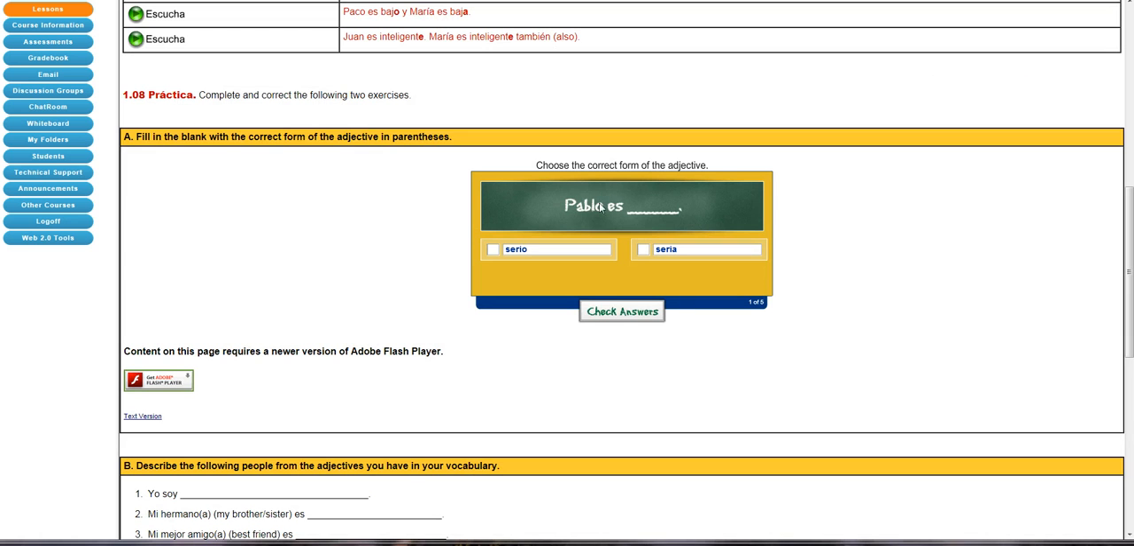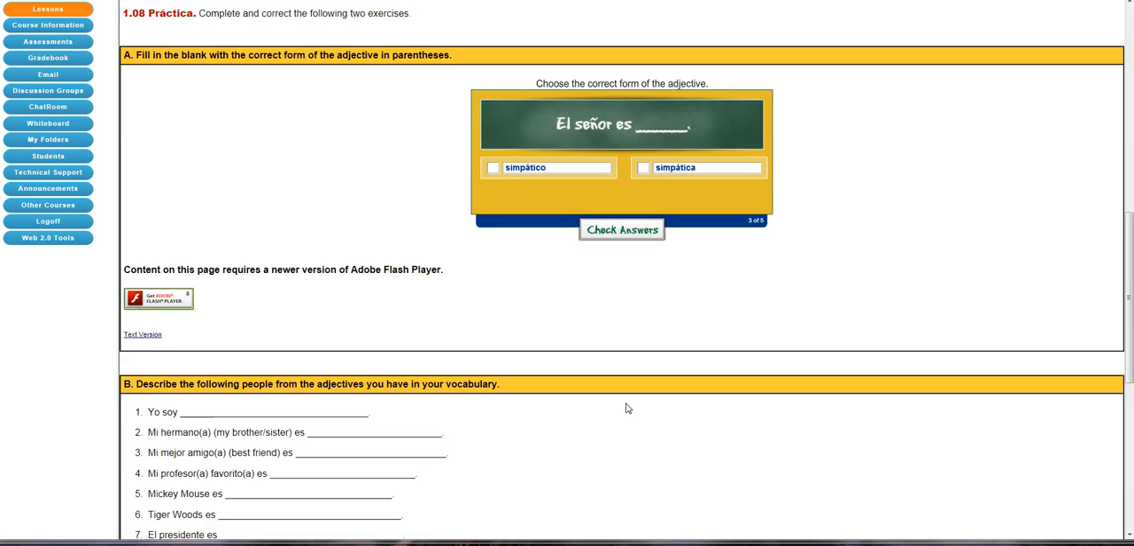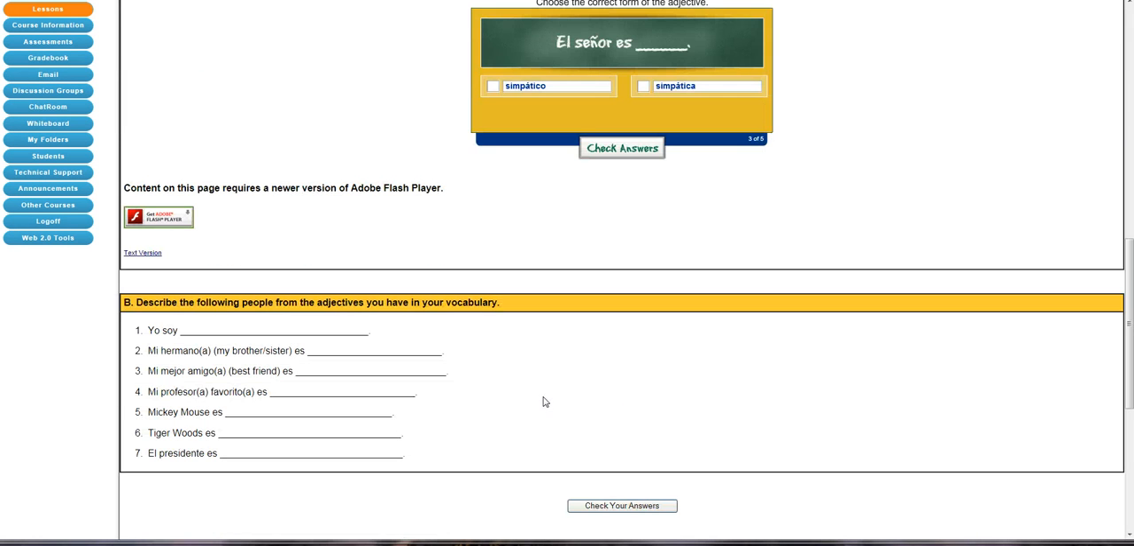So here we go. We've got Pablo es, and remember, Pablo's a boy, so we would say that he is serio. Paquita is a girl's name, and so we would say she is lista. Okay, so we're going to go through and you would practice boys and girls. We're still talking about just people here. And here we've got some more.